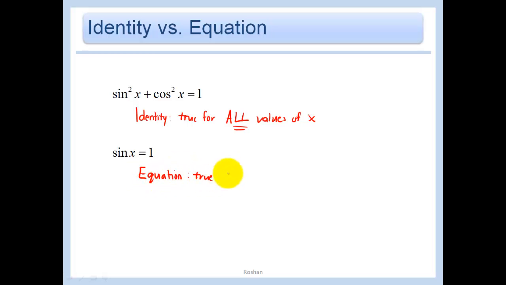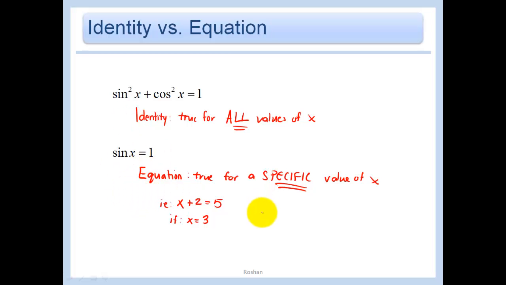that holds true for a specific value of x. It's like when I say x plus 2 equals 5. That doesn't hold true for all values of x. That only holds true if x equals 3, right? If x equals 3, then x plus 2 equals 5. So an identity holds true for all values of x. An equation, on the other hand, is true for a specific value of x. And today we're going to be looking at solving the equations.